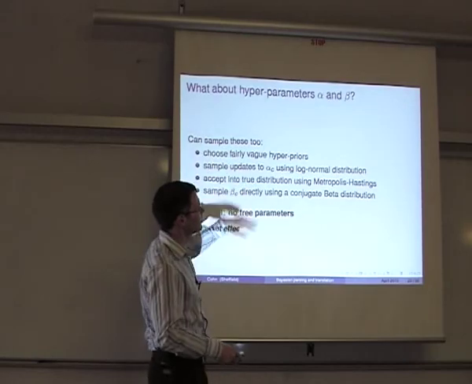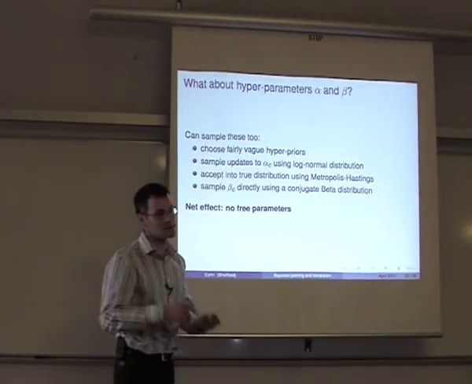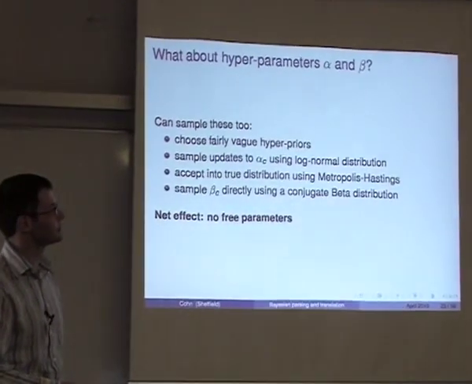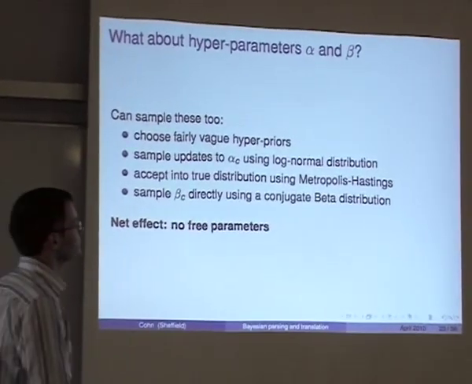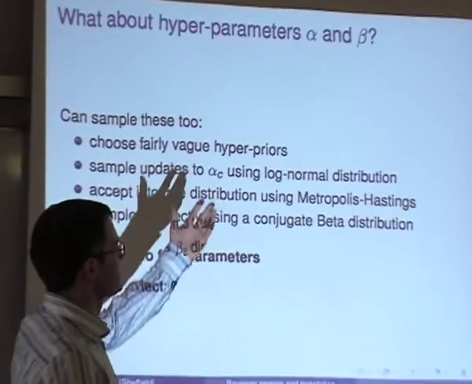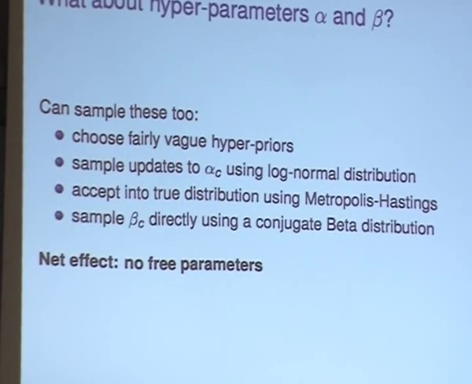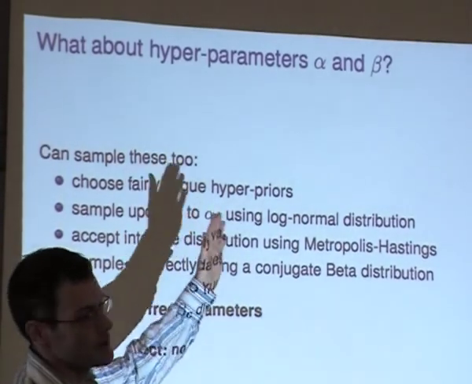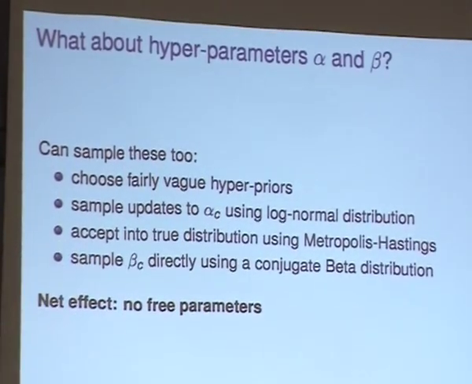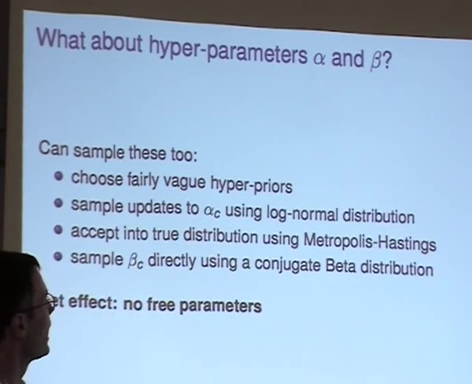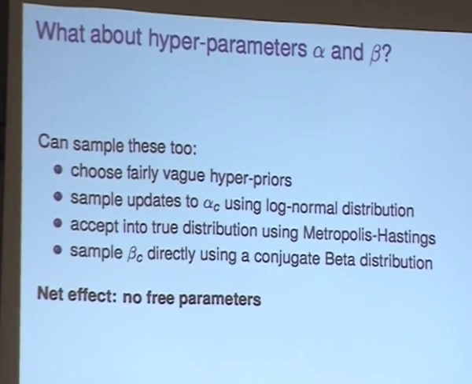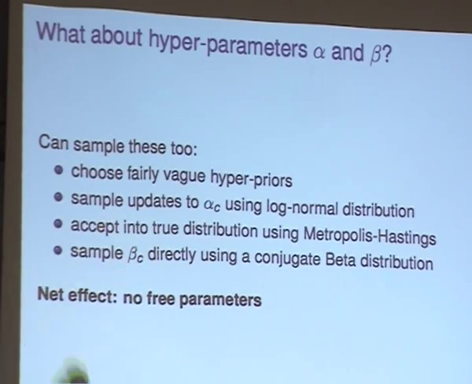So we choose fairly vague hyperpriors. The idea is that we're not going to express too strong a preference about the values of these entries, except to say, well, we have a gamma distribution over alpha, which allows it to take a fairly wide range of values, and we have a beta distribution over beta, which allows it to go from 0 to 1. And we can sample these updates during our training. So we do a Gibbs sample over our training set, and then we can sample new alphas and new betas, and we can update them quite simply.